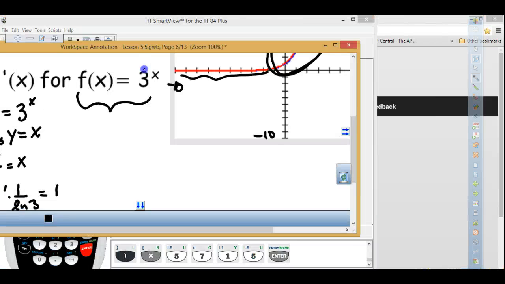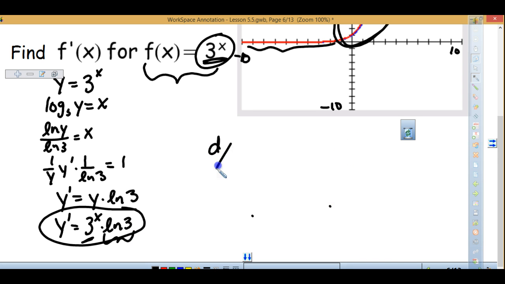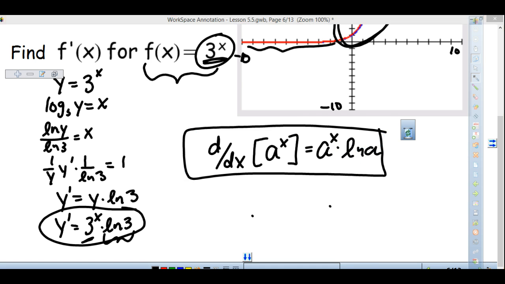All right, so if we look at this, the derivative of 3 to the x was 3 to the x times natural log 3. Well, that's pretty close. It's not exactly 3 to the x, but it differs by some factor. So we can go ahead and generalize. This is true that the derivative of a to the x will be a to the x multiplied by a factor of natural log a.